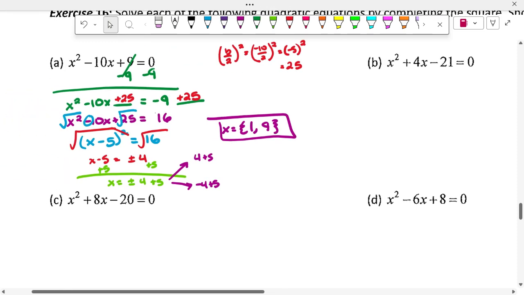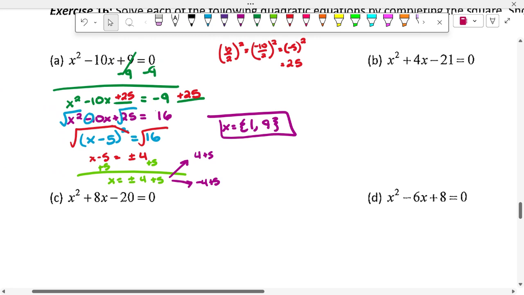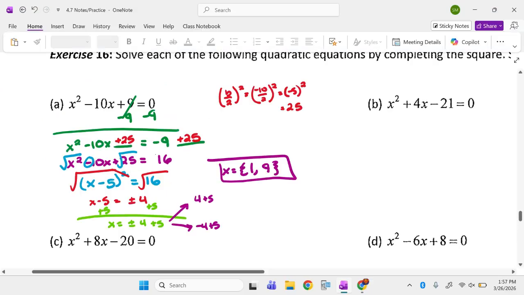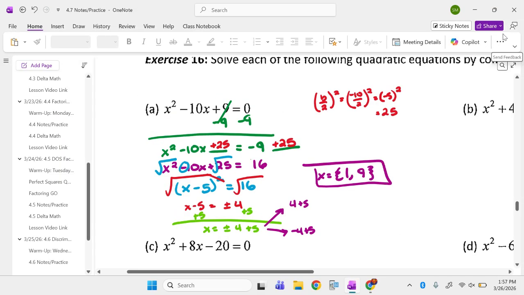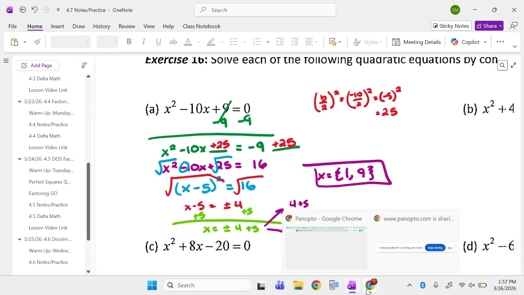Any questions on any of this? Okay, so you guys got a new Delta Math. I expect you to be working on it. Use your time wisely. Guys, this is not the time to screw around. You literally have 40 minutes. You can easily knock out this Delta Math in 40 minutes.